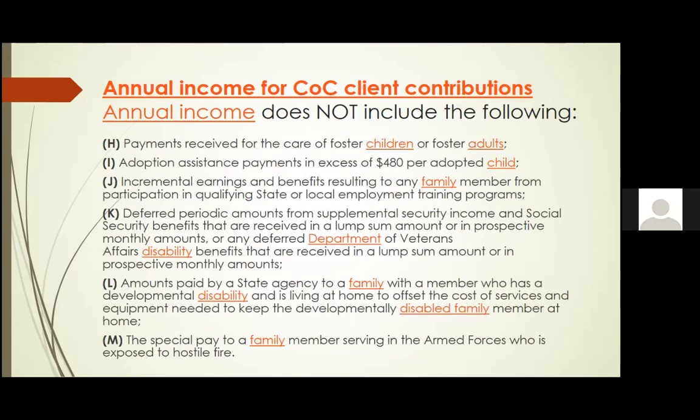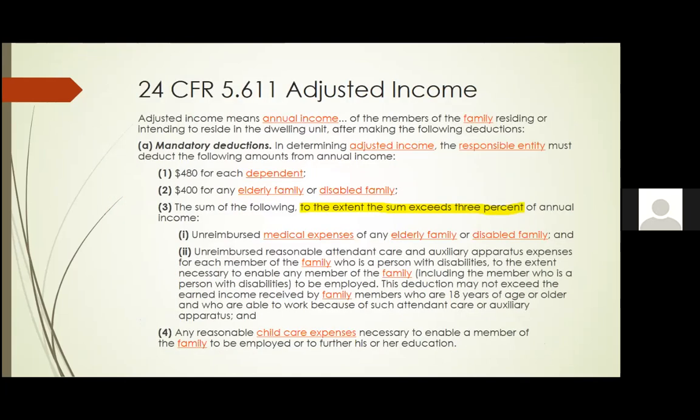Here are additional income categories, some of which I just mentioned, that are excluded from income. But all of these that are excluded are relatively rare, almost all regular income from almost all households is included as income. As we mentioned, most households pay 30% of adjusted income. Adjusted income means the total annual income minus deductions.